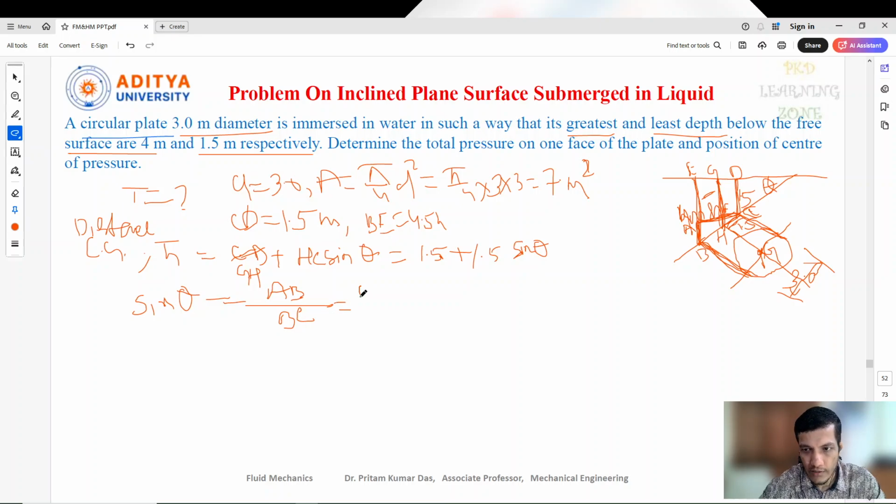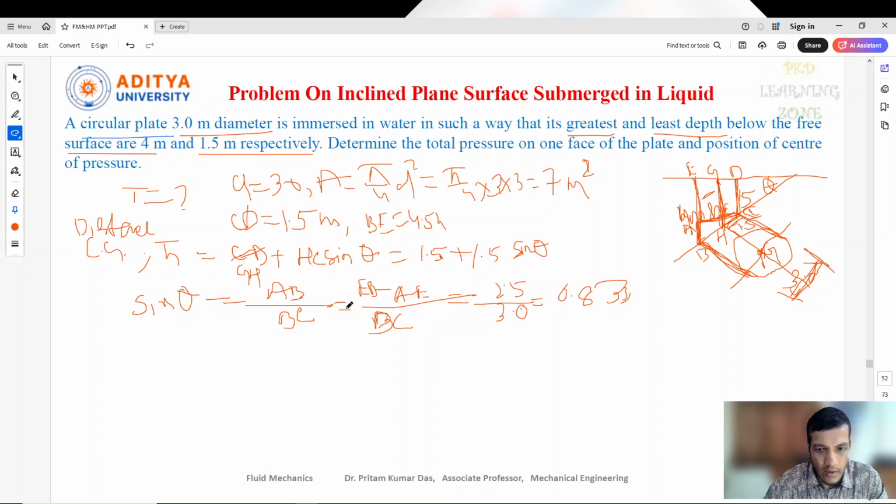Let me elaborate this. EB minus AE divided by BC will be there. EB, how much? 4 minus 1.5, so remaining 2.5 will be there. And BC height is how much here? You can see that is 3, because this is the height of this BC. So that is nothing but 3 is there. So this will get near about 0.8333. This is the value.